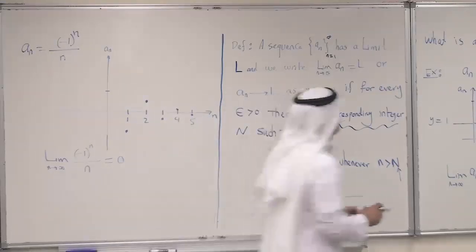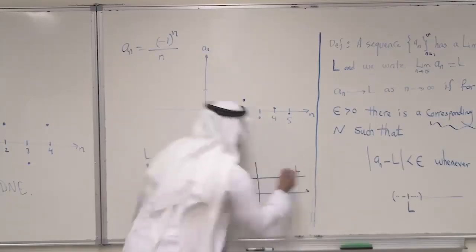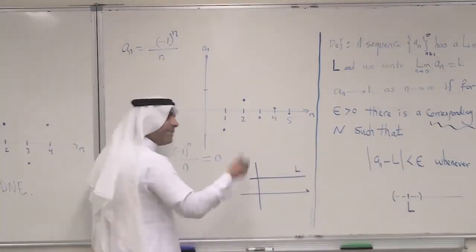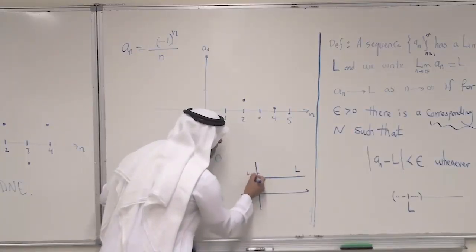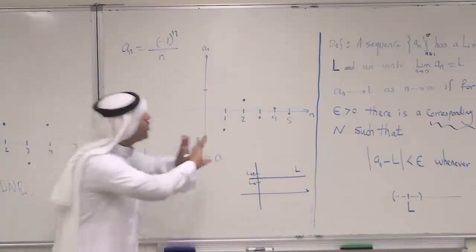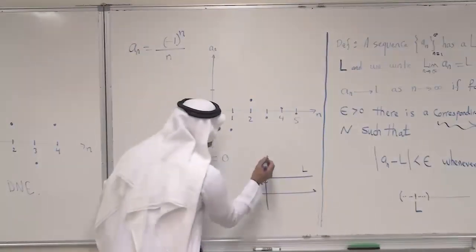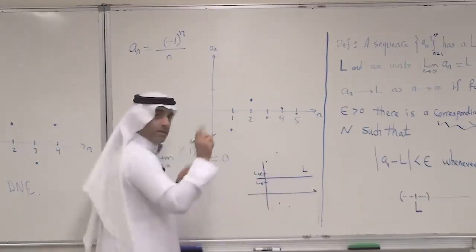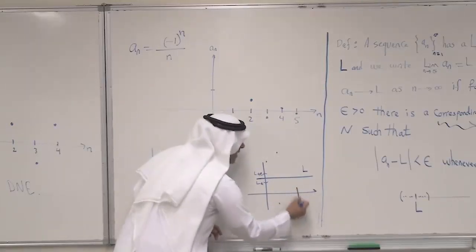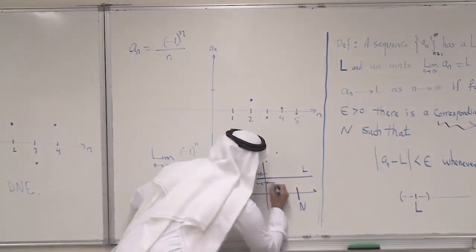Let us look at it from another direction. For example, the meaning is like this. Assume this is your L, and someone gave you an epsilon distance around L. This is L minus epsilon, and this is L plus epsilon. The definition says we don't care about a finite number of elements. You may have a few elements somewhere outside this interval, maybe here, there, whatever. But starting from a specific integer N, no way. All elements will be in this portion of the graph.